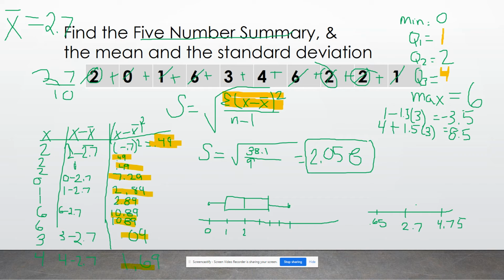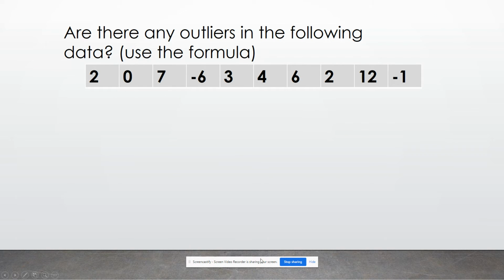Since this data is not skewed, the mean and the median are roughly in the middle. They're roughly about 2-ish. And my standard deviation and my 5-number summary are telling us how far from that middle we are.